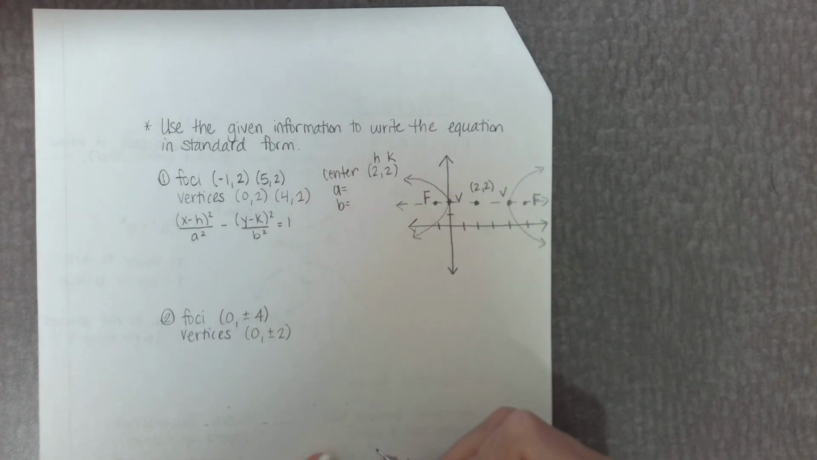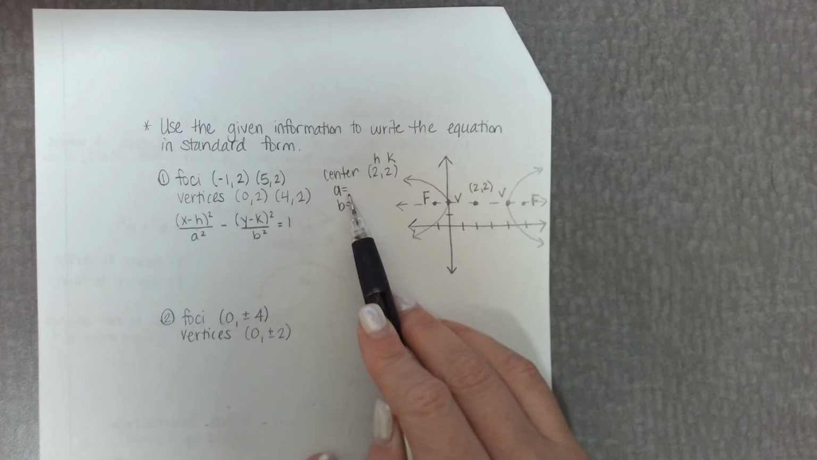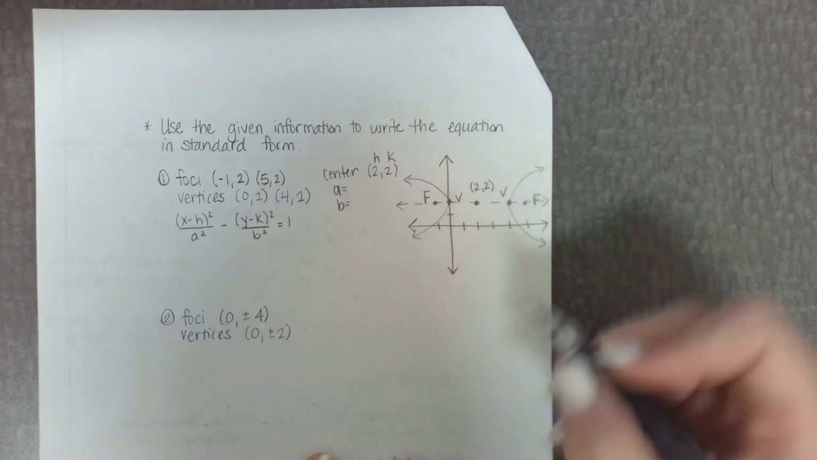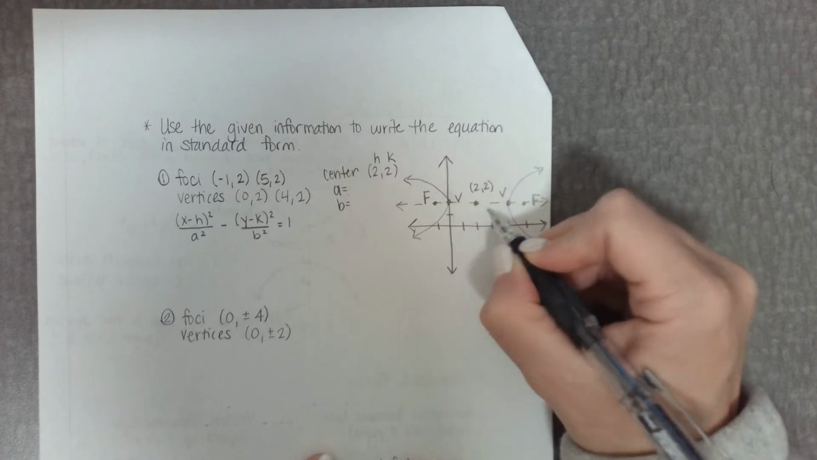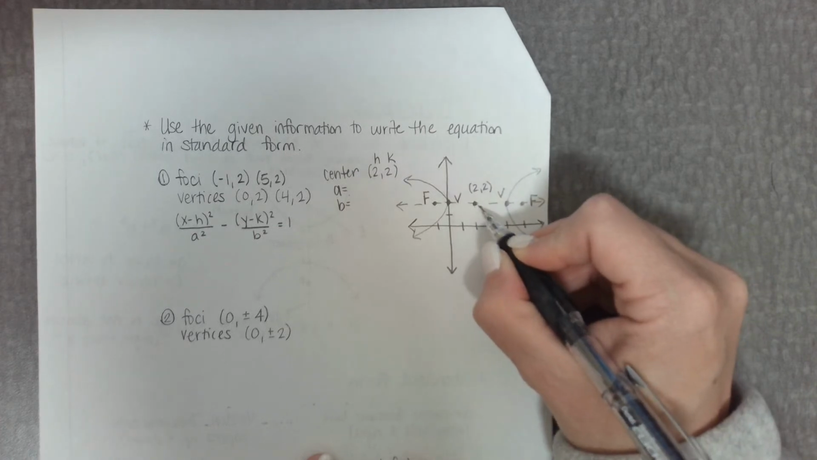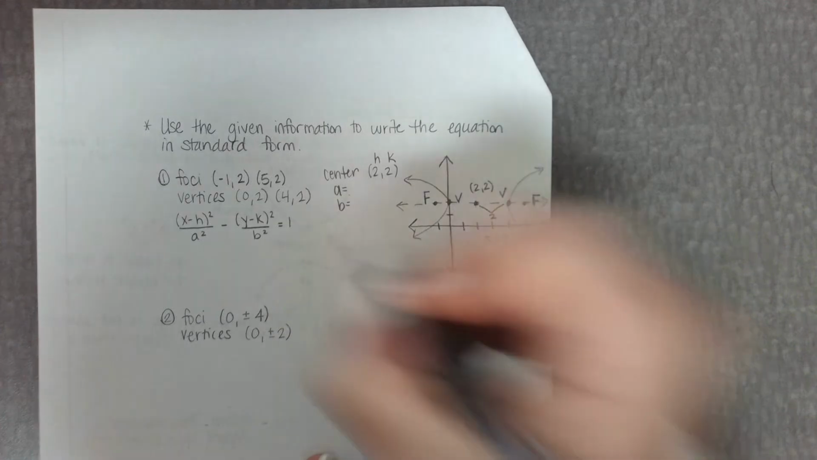All right, the next thing we need to do is try to find our A and B. Remember that A is always the distance from the center to the vertex. So if this is our center and this is our vertex, it doesn't matter if you go right or go left, it's going to be the same distance. From here to our vertex, that's 2 units away, so our A is 2.